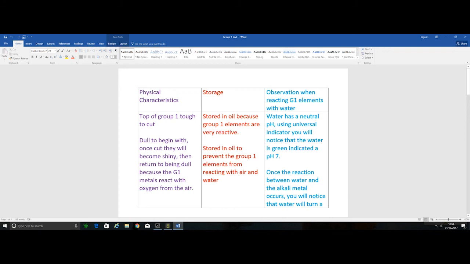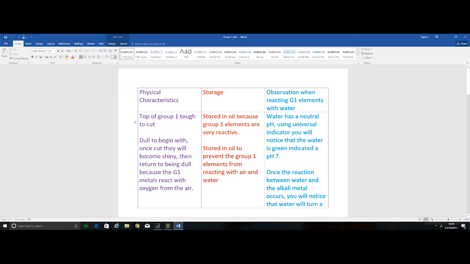What you would notice if you were to do this is that the top of group 1, lithium, is relatively tough to cut. But as you go down that group to sodium, potassium, and go further down, what you'll notice is that it gets even easier to cut. It gets very easy to cut, in fact.